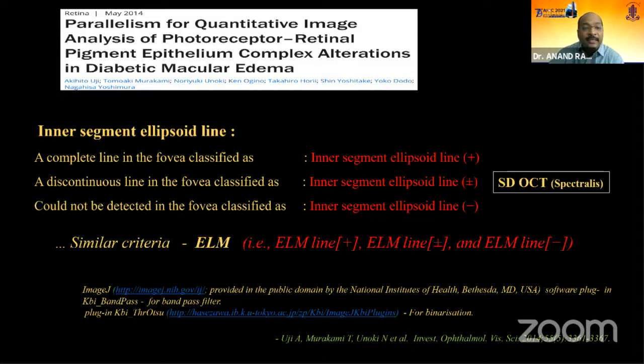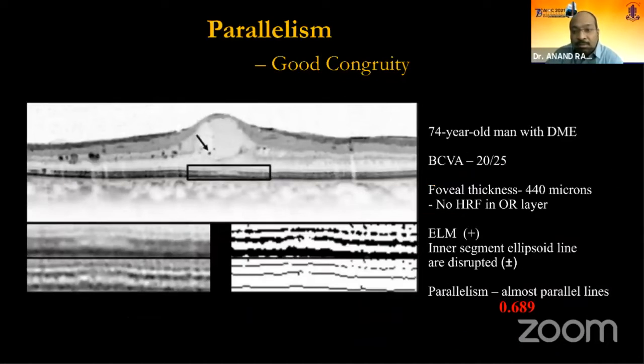When it could not be detected at all, it was inner segment ellipsoid minus. The same thing was done with ELM: ELM plus, ELM plus minus, ELM minus. And these are the URLs for the software used. So some examples: patient with good congruity, acuity 20/25, foveal thickness 440 microns, no HRF in the outer retinal layers. Note that ELM is plus and the inner segment ellipsoid line is disrupted, plus minus. Parallelism quite good, 0.689.